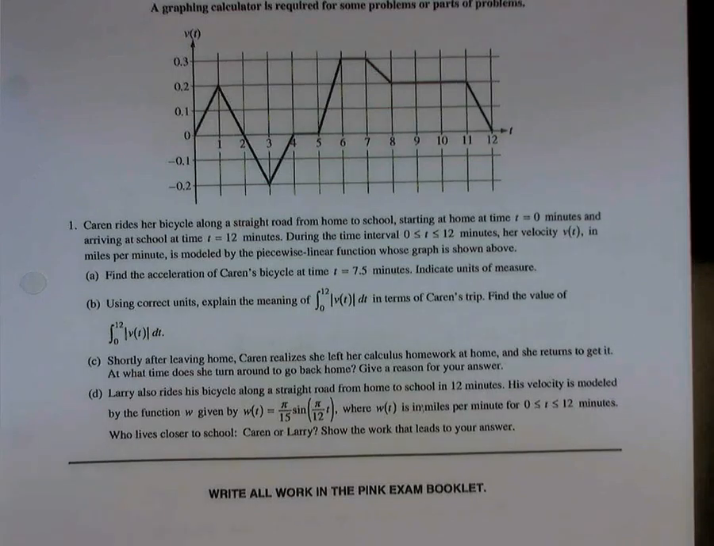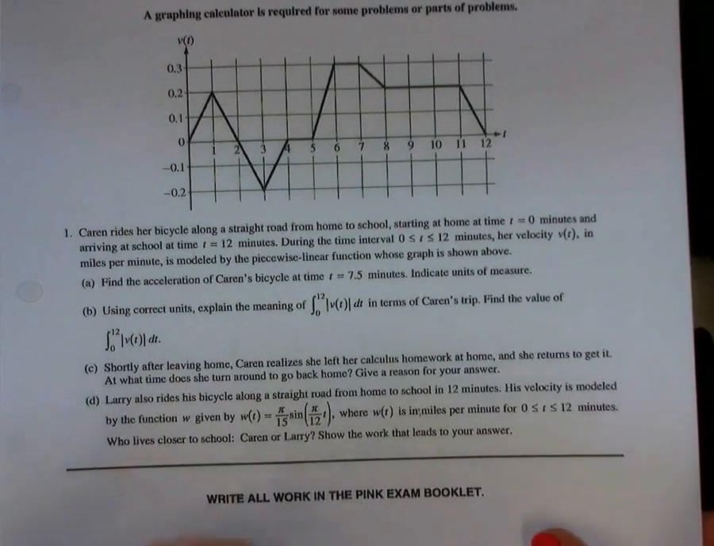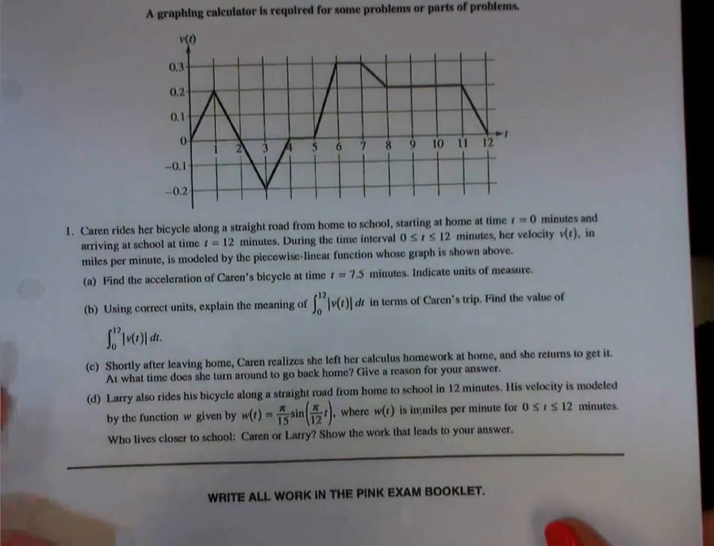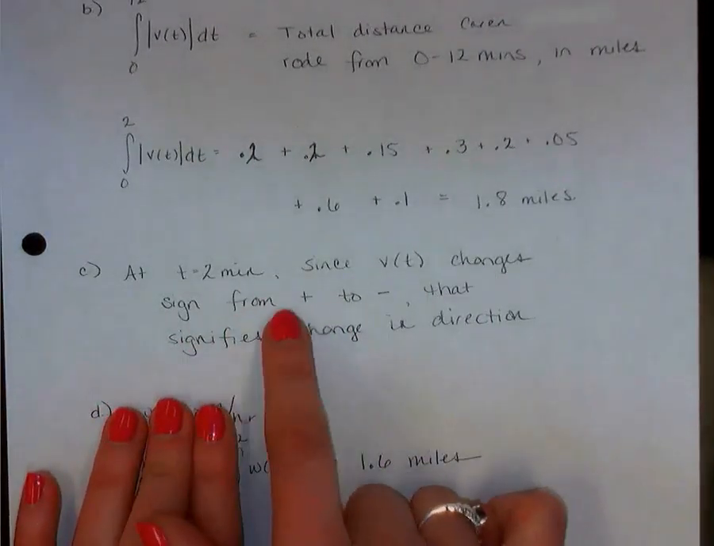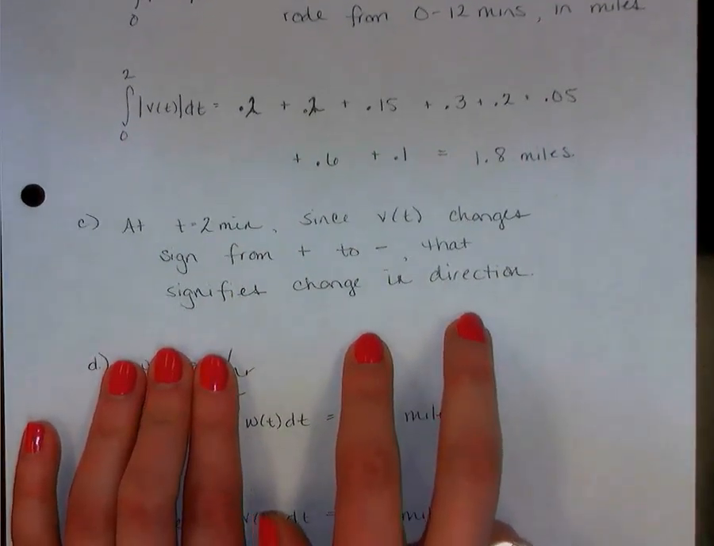Give a reason. So if you look at this, you want to see when velocity changes sign, because when velocity changes sign, that means a change in direction. So at 2 minutes, velocity changes from positive to negative, and that signifies your change in direction. So I'm just explaining that.